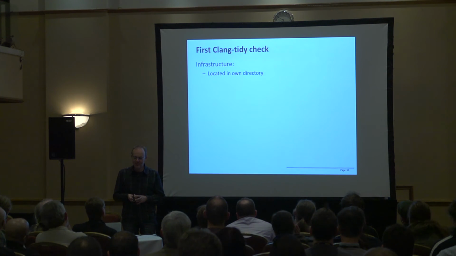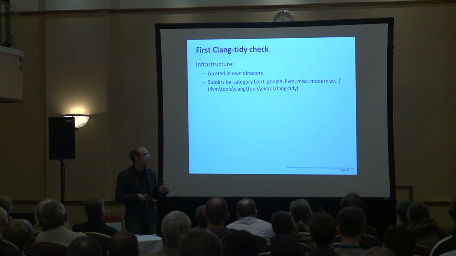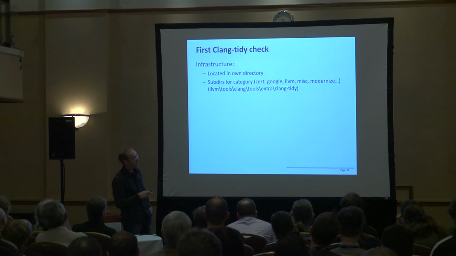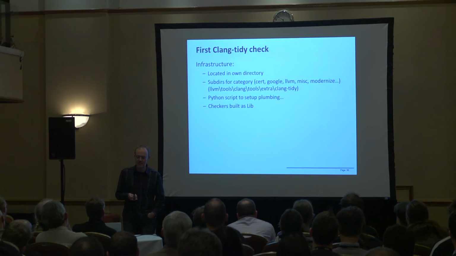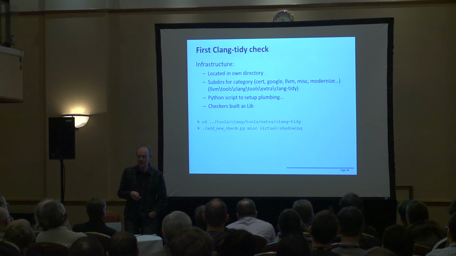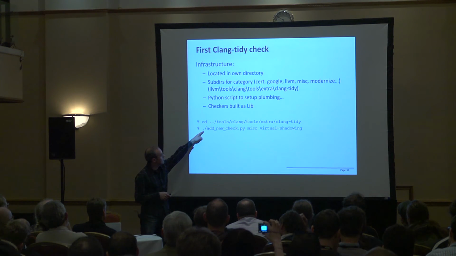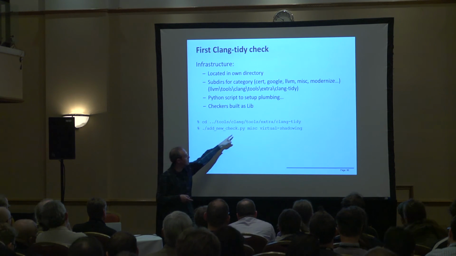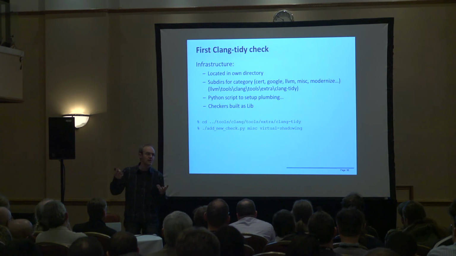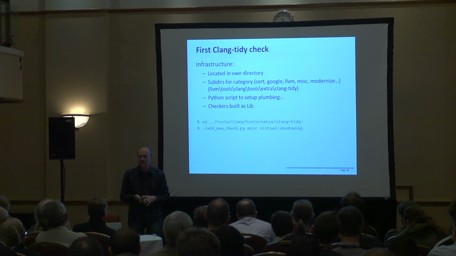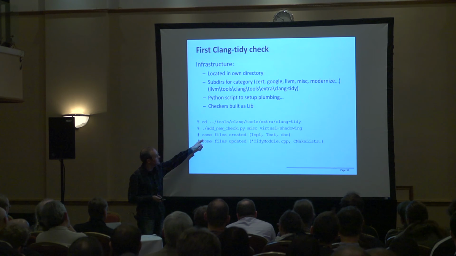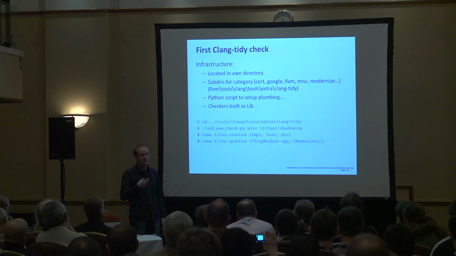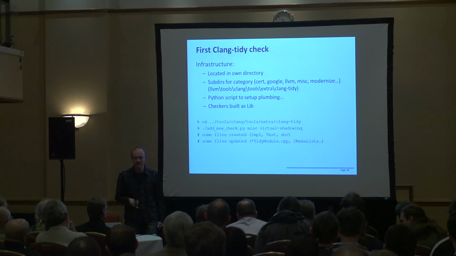So let's write our first Clang check. So we have checked out all the stuff, we have built it, and the Clang tidy tool is located in this directory here. And then we have fortunately some Python script to set up the plumbing, and then we just fire off make. So we go to this directory, we add a new checker here. We specify the category where it should go in, for example, in efficiency, or in modernize, or in misc, and we name it, for example, virtual shadowing. Yeah. And then the Python script already creates implementations, test cases, and a doc, and registration in a factory here, and it adds it to the make system.